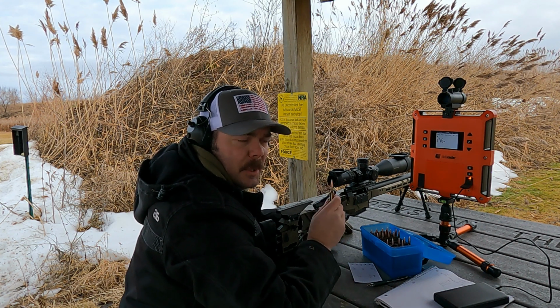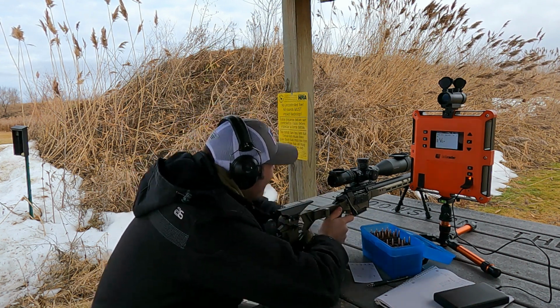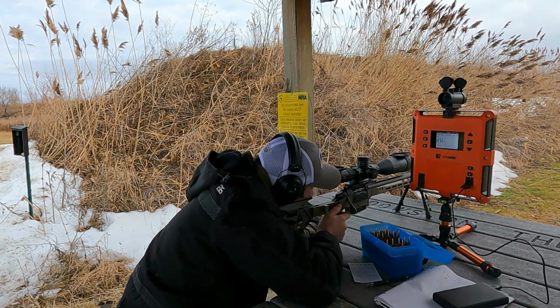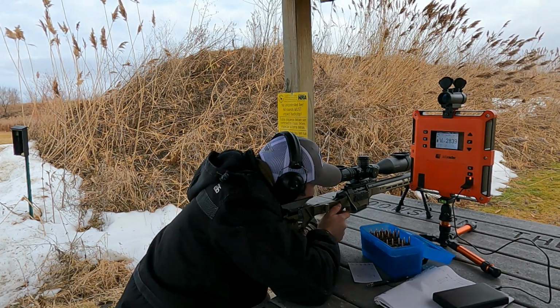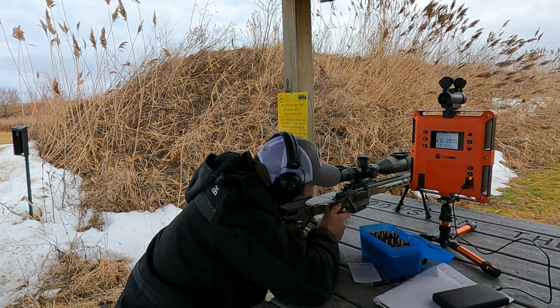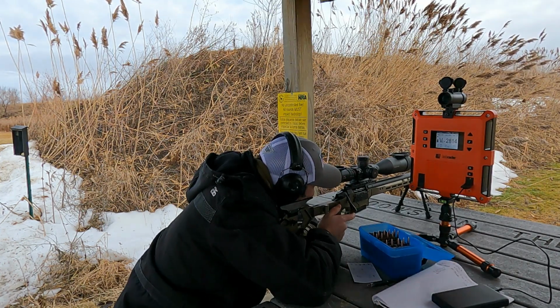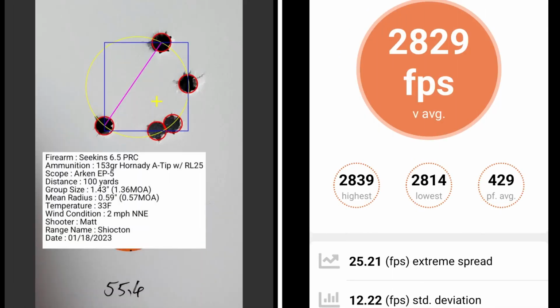This 5-shot group is going to be with 55.6 grains of powder. At 55.6 grains of powder, I've got a group size of 1.36 MOA with a mean radius of 0.57 MOA. The average muzzle velocity was 2829 with an extreme spread of 25.2 and a standard deviation of 12.2.